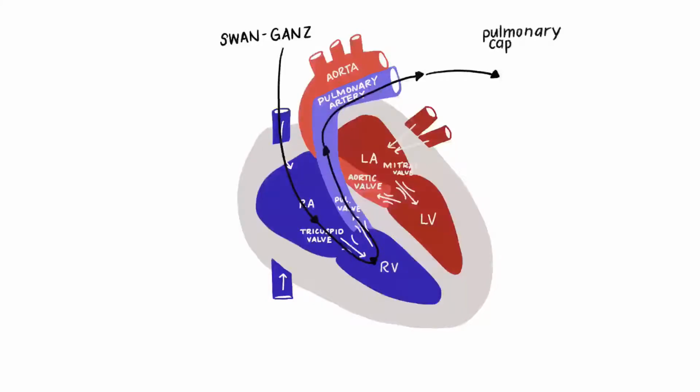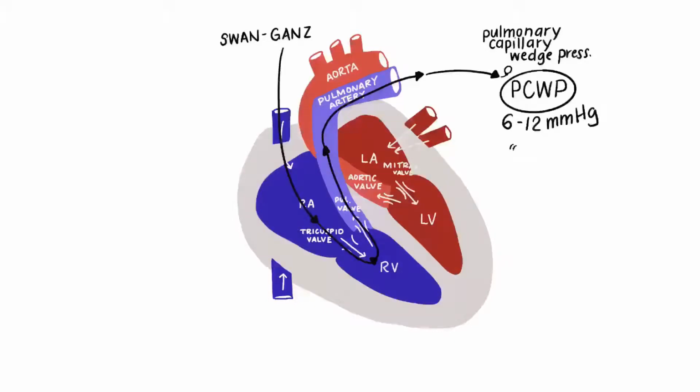But ultimately, the parameter that we're interested in is in the pulmonary capillaries, and that's called pulmonary capillary wedge pressure. You can achieve this particular parameter by inflating a balloon at the end of the catheter, which blocks off the pressure from the right side of the heart and essentially represents the pressure on the left side. So wedge pressure, which is 6 to 12 millimeters of mercury in a normal healthy patient, is roughly associated with left atrial pressure.